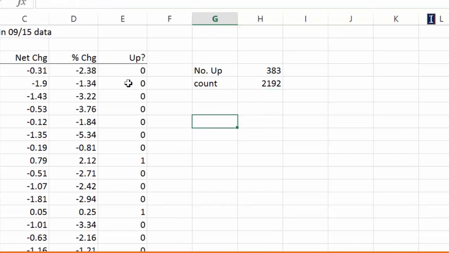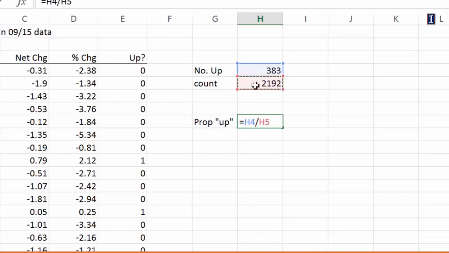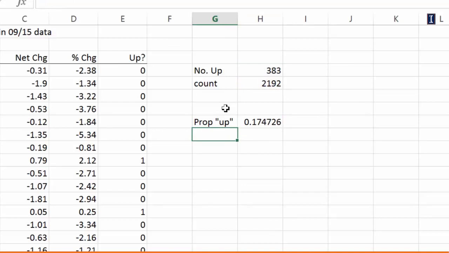So what was the proportion of ups? It is simply 383 divided by 2192. So those two cells divided. So roughly about 17.5% of the stocks went up, the rest did not. So this is definitely going to be a rough day for the stock market.